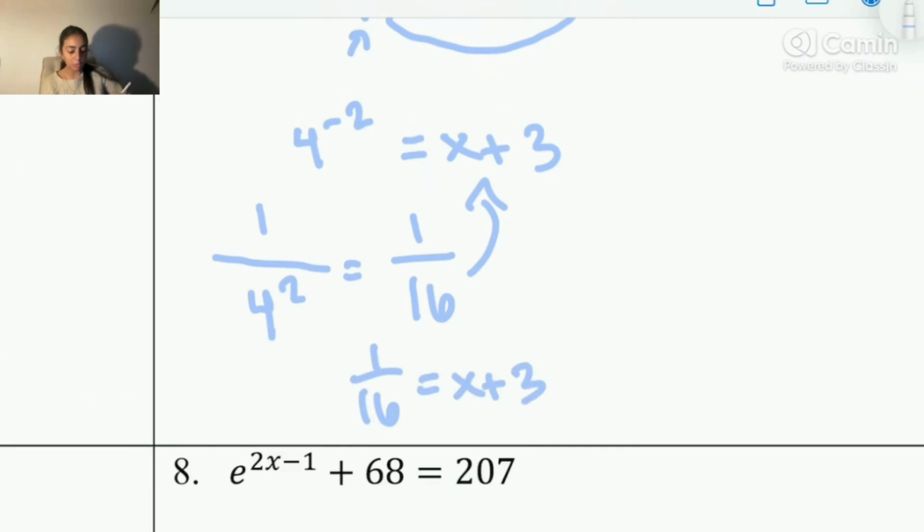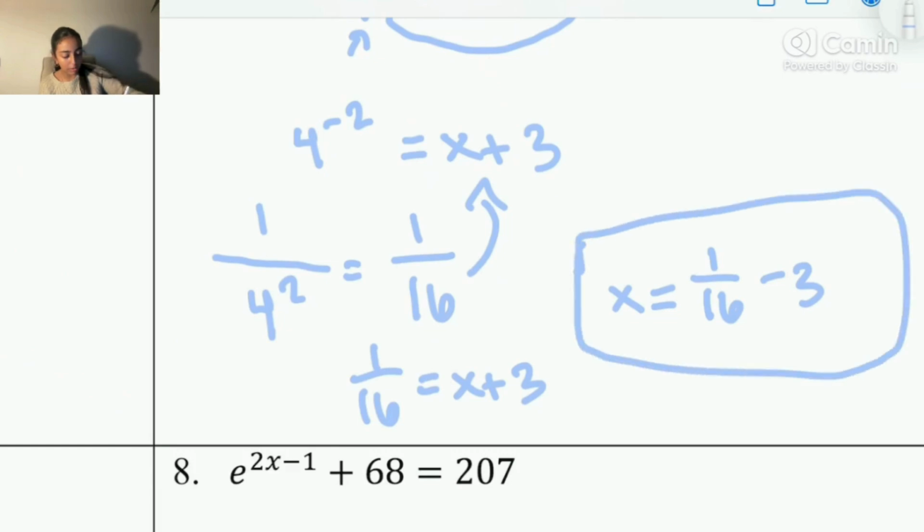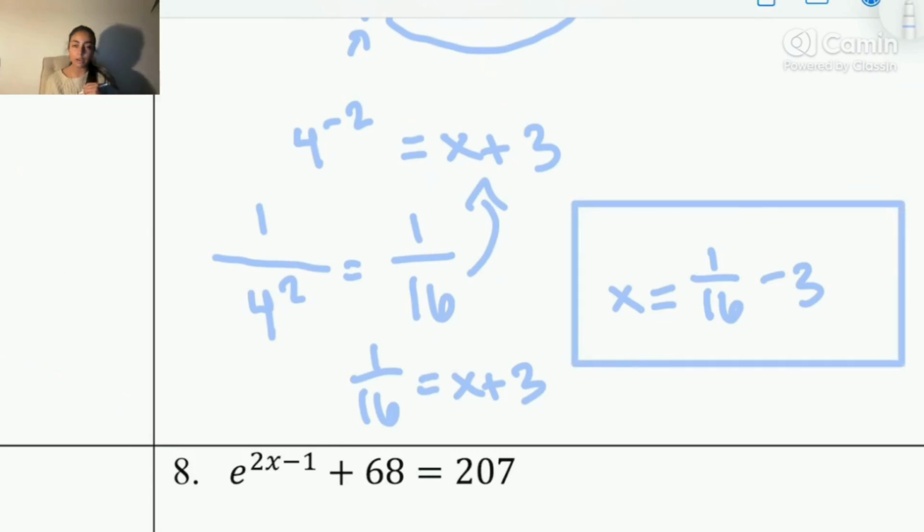And you can take 3 from both sides, so x will equal 1 over 16 minus 3. And you can put that in your calculator to get a number, but it'll be really uneven, so you can leave it like that if you'd like.